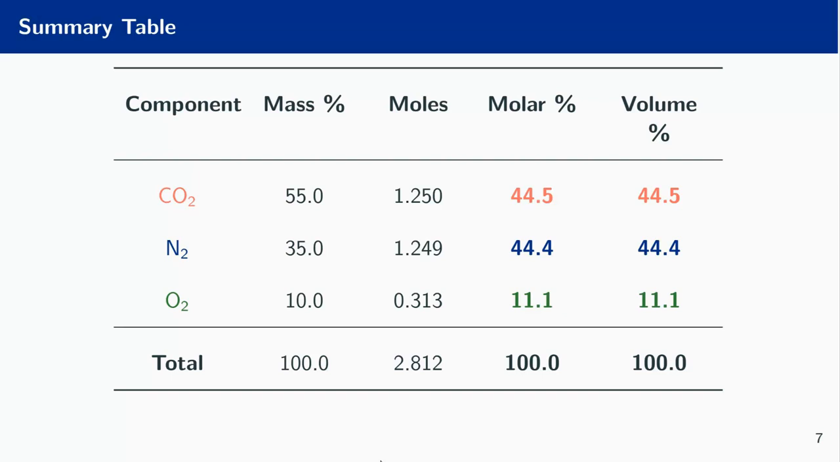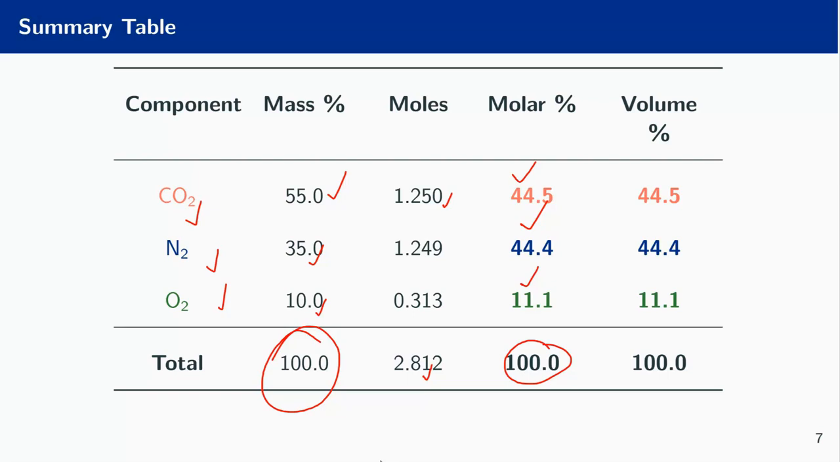And if I put everything together as a summary table: components carbon dioxide, nitrogen and oxygen. Mass percentage is 55.0 for carbon dioxide, 35.0 for nitrogen and 10.0 for oxygen, so that is total 100. Moles are 1.25, nitrogen 1.249 and oxygen 0.313, so the total moles is 2.82. Molar percentage we got 44.5 for carbon dioxide, 44.4 for nitrogen, and 11.1 for oxygen, so that is 100.